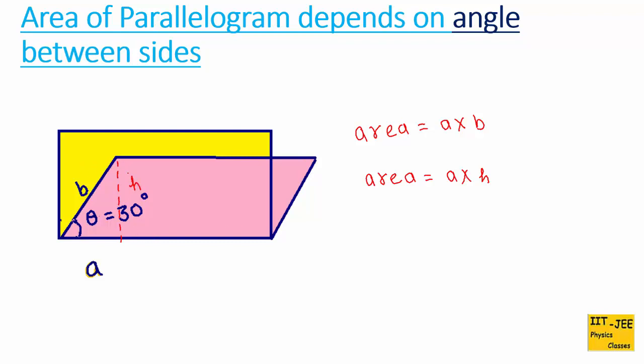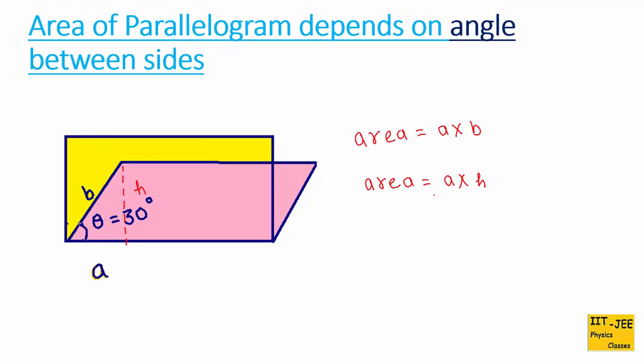Because this side is lesser than B, if the angle decreases, the area will decrease. This is the maximum area a parallelogram can have. So with the angle decreasing, the area will decrease. We can see with one more example.